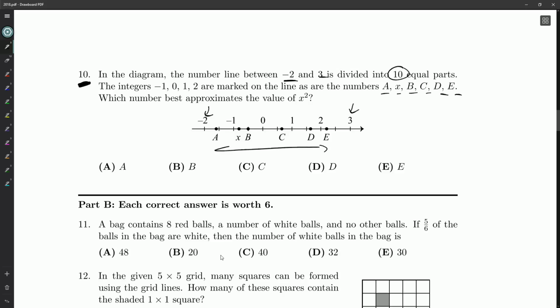Which number best approximates the value of x squared? So we've got x positioned here, and it looks like our answers are A, B, C, D, or E. So, how do we figure out what happens to squares, and in terms of their relative position on the number line, what should we expect?